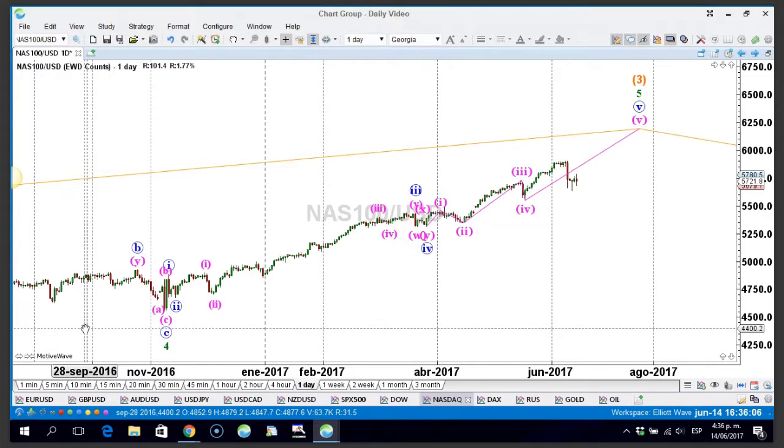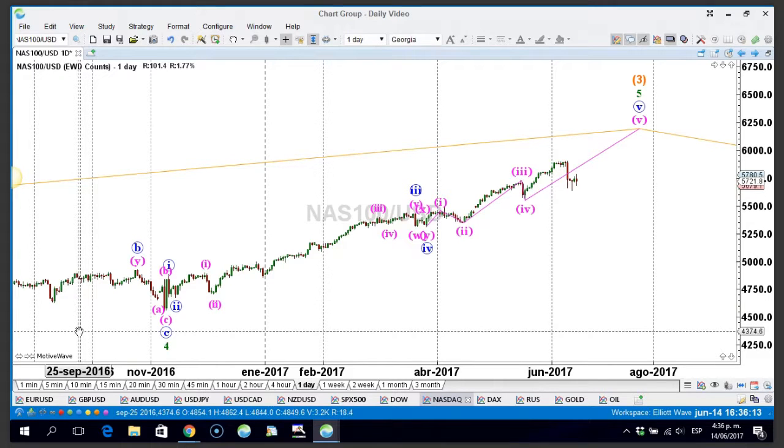Thank you, Jody. That was fantastic. Hello, traders, and welcome. Thank you very much for being here with us today. I'm going to cover the Nasdaq, and then we will check some stocks from an Elliott Wave perspective. So this is the daily chart on the Nasdaq.